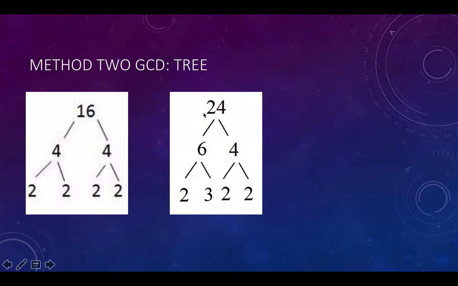We do that for the 24 as well. What times what is 24? Well, we know 6 times 4 is 24. So we branch off the 24, and we can put the 6 and the 4 right there.